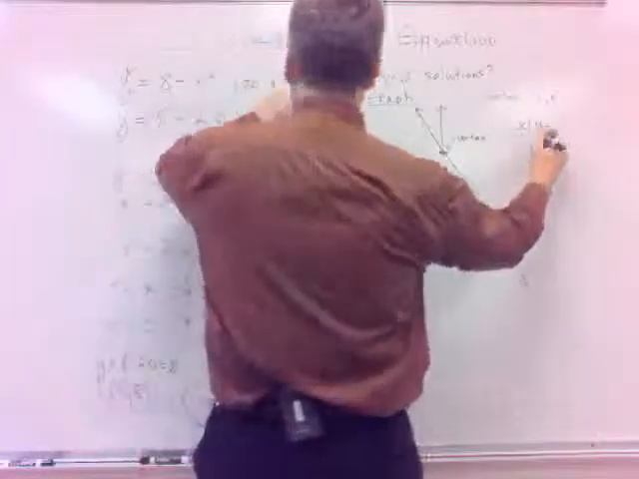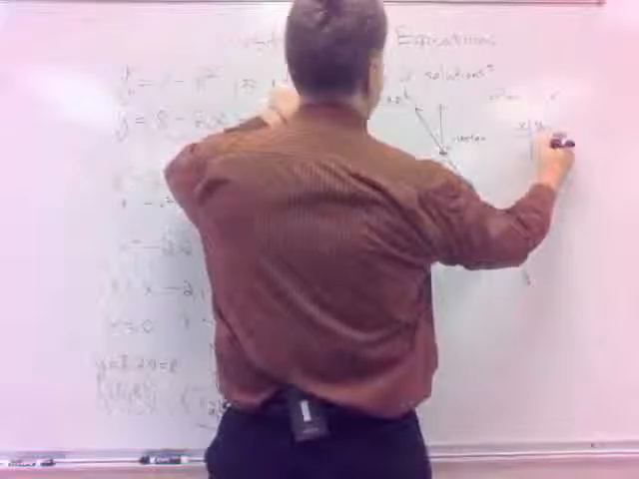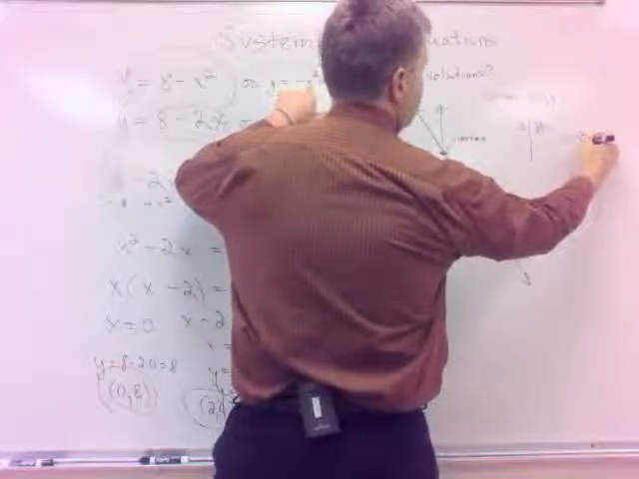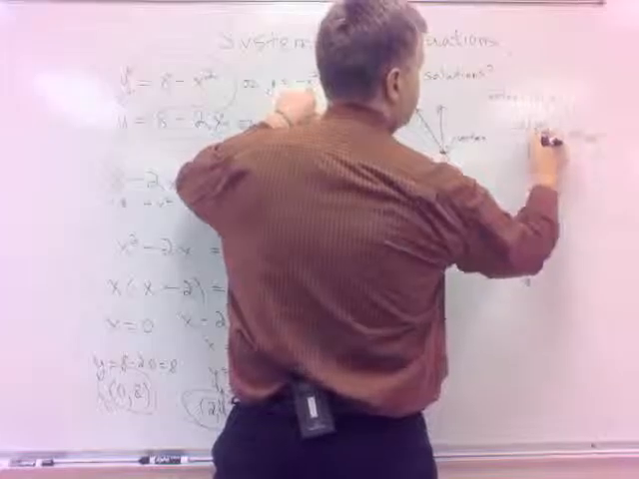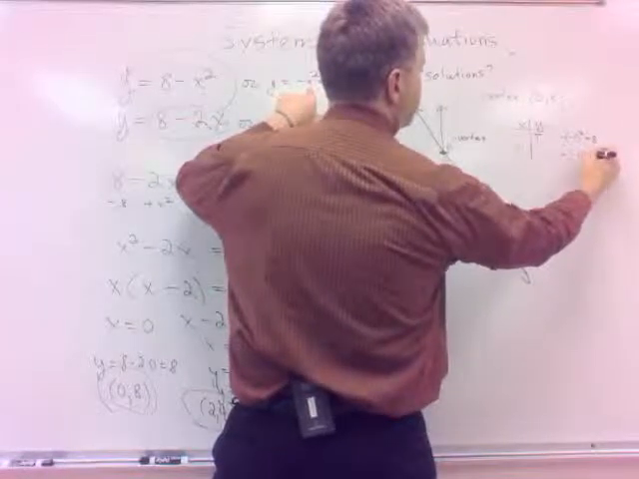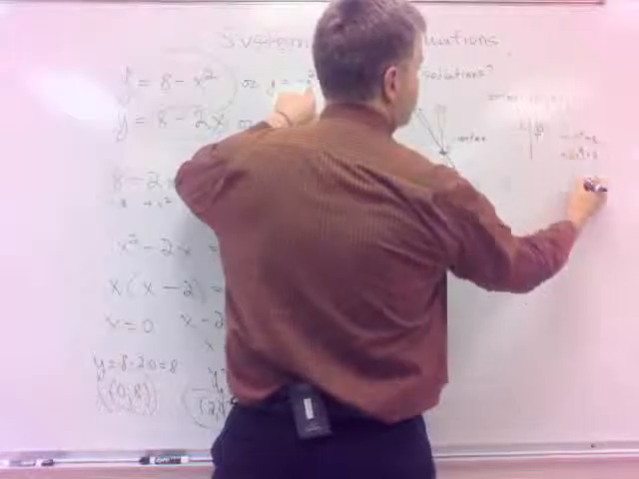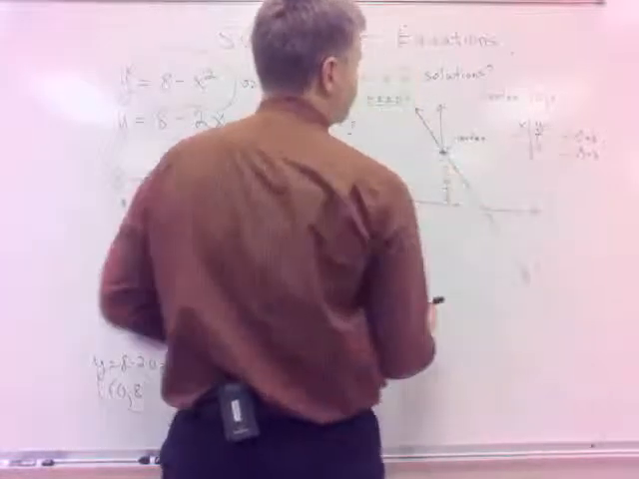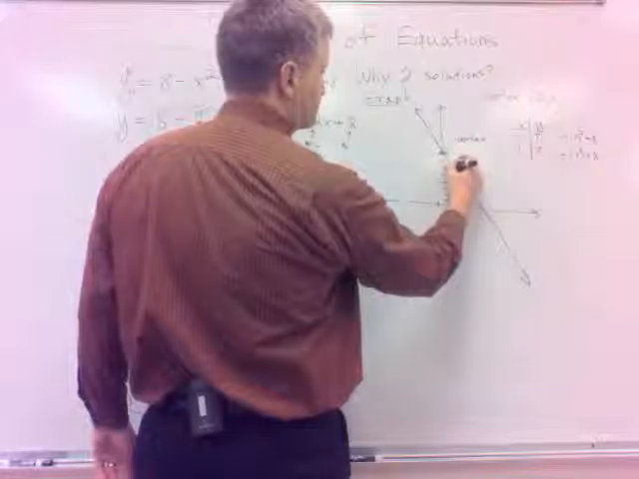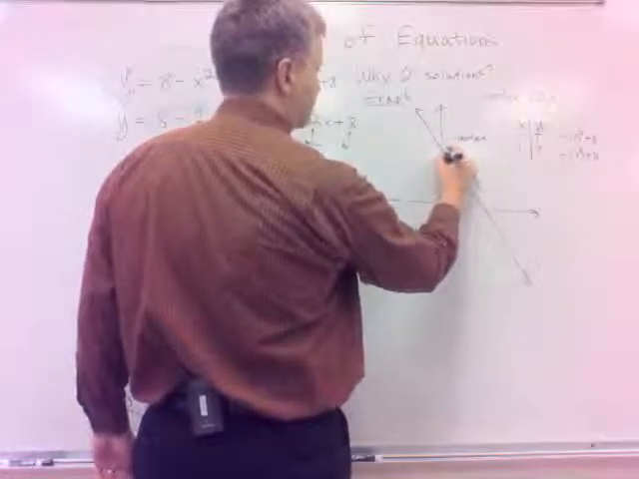At negative 1, I'd be what? Minus negative 1 squared plus 8, so that'd be 7. All right? Same thing for positive 1. This is mirror image. That'd also be 7. So I've got negative 1 and positive 1, 7. So there you go.